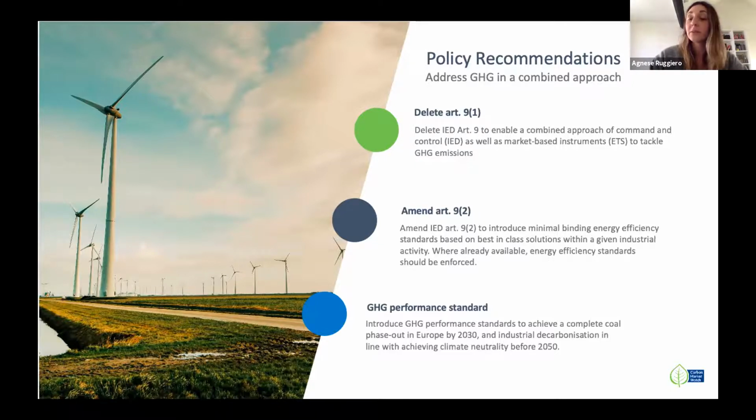The end result, so what we want to achieve with this ask, is that by introducing greenhouse gas performance standards, we can achieve a complete coal phase out in Europe by 2030 and industrial decarbonization faster. So actually in line with climate neutrality before 2050.